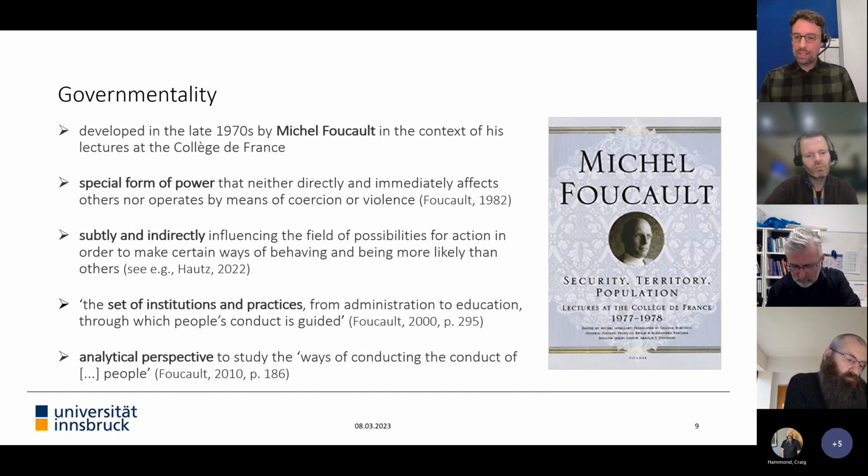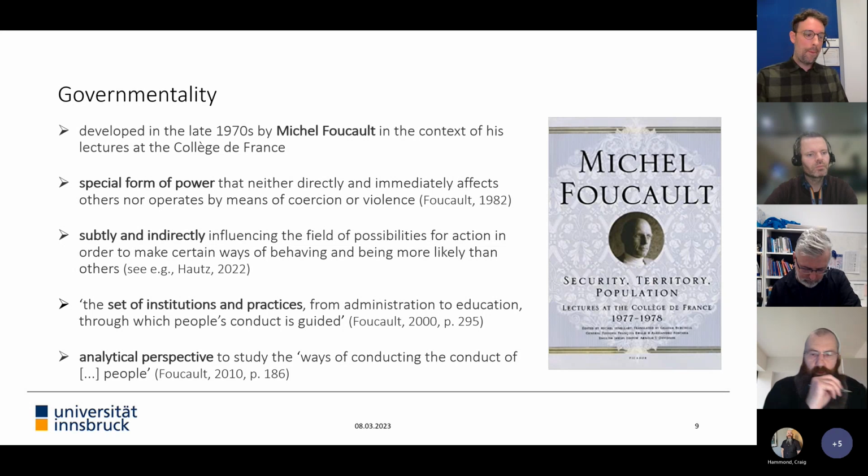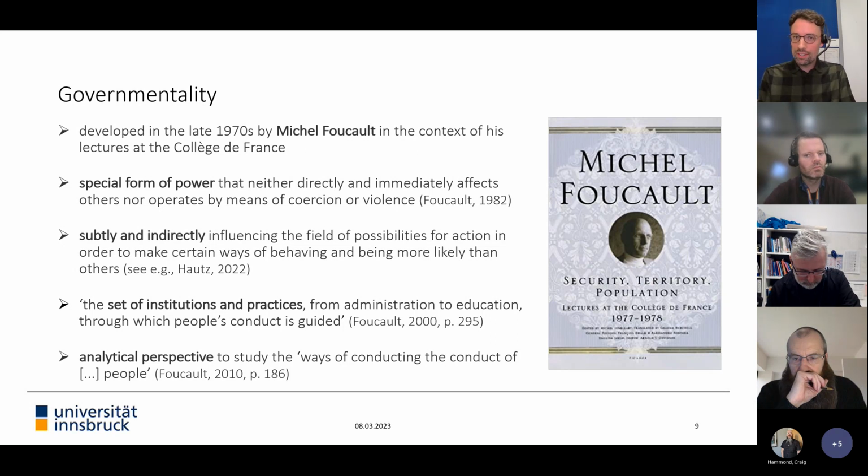The term governmentality can be understood, following Foucault, as the set of institutions and practices, from administration to education. So he defines it quite generally, as that through which people's conduct is guided. And governmentality serves as an analytical perspective to study the ways of conducting the conduct of people.